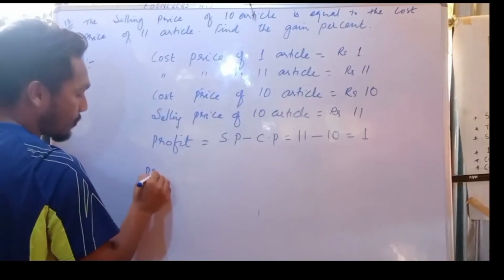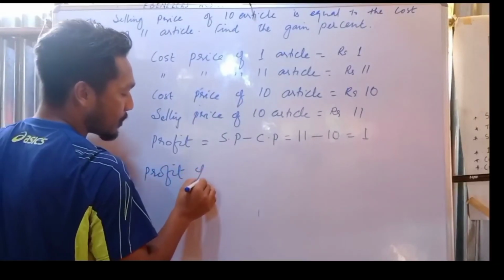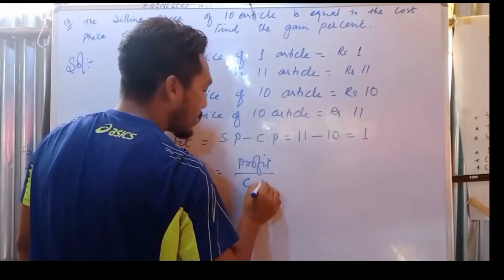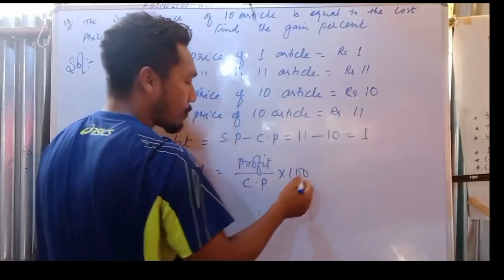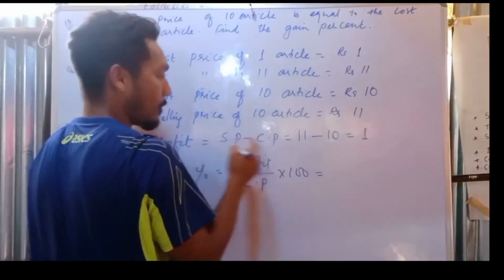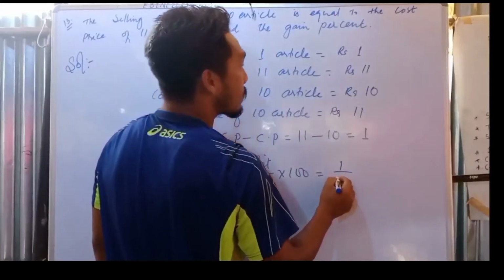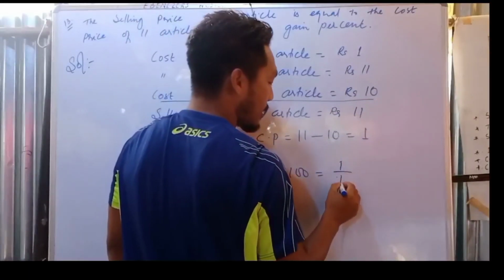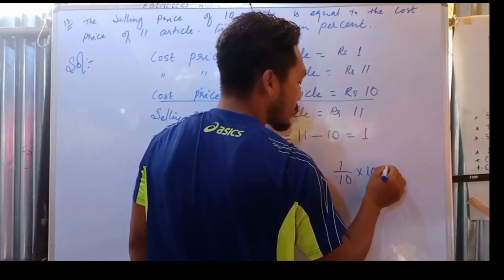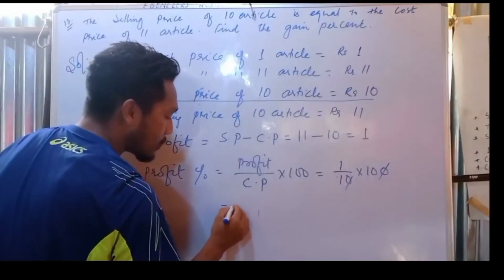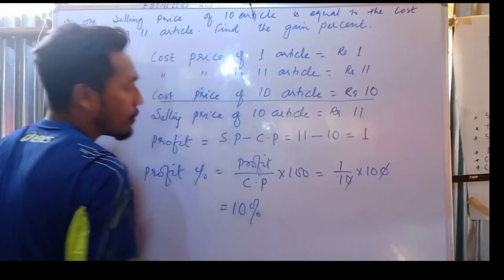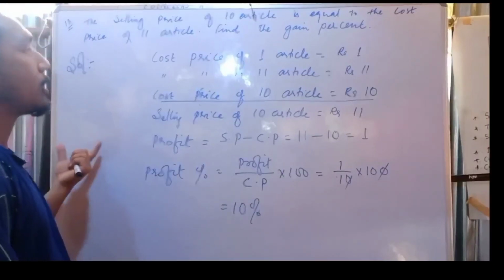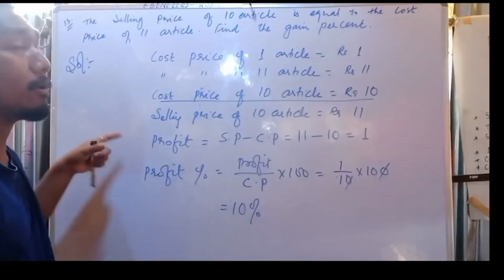Now let's find the profit percent. Profit percent is equal to profit divided by CP into 100. The profit is 1 and the CP is 10, so it is 1 over 10 into 100. The zeros cancel, and 10% is your profit percent for question number 13. This question number 13 is very important, so you have to be very serious about it.